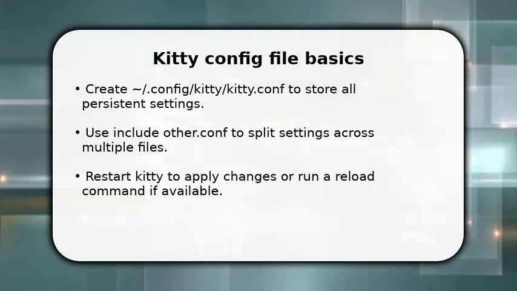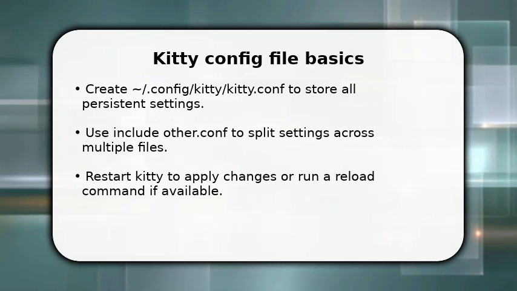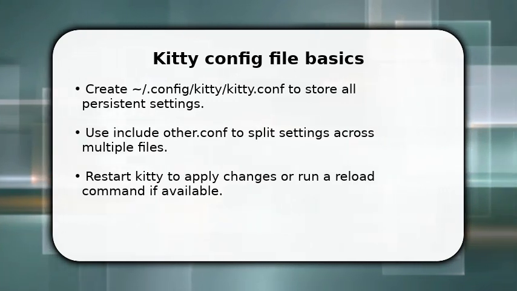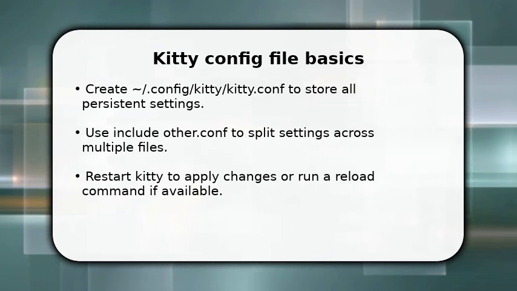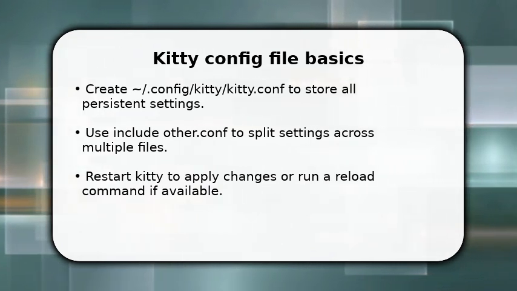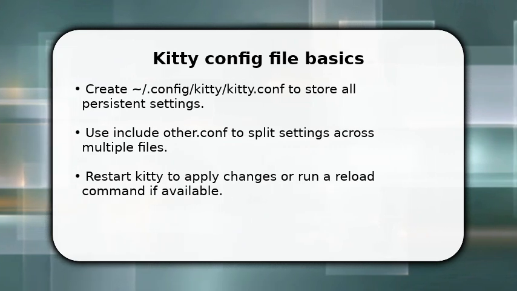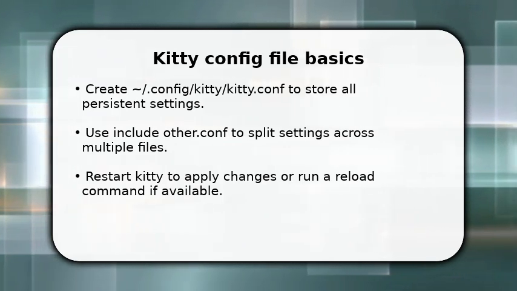Create a single main config file at ~/.config/kitty/kitty.conf when you start. Keep all persistent settings in this file for easy management. Use include other.conf lines to split settings into logical files for clarity.